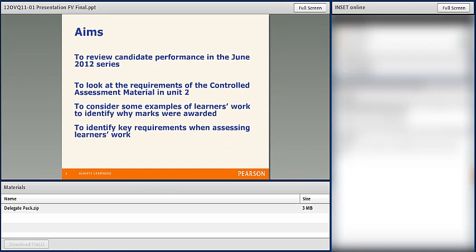Okay, so what are the aims of today's session then? First of all, as I've mentioned, we're going to review candidate performance in the June 2012 series. We're going to look at the requirements of the controlled assessment material in Unit 2. We're going to consider some examples of learners' work to identify why marks were awarded. And then we're going to look at key requirements when assessing learners' work.